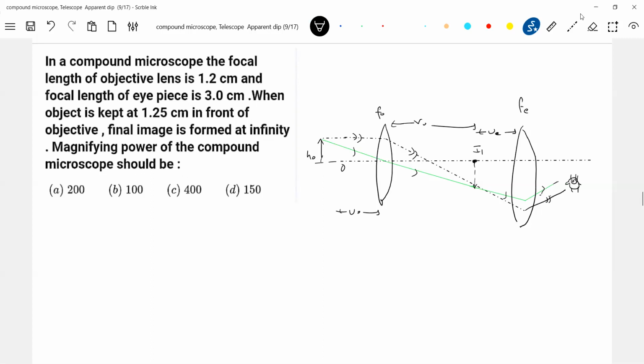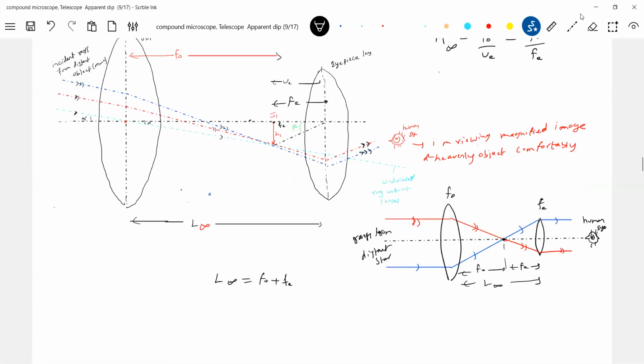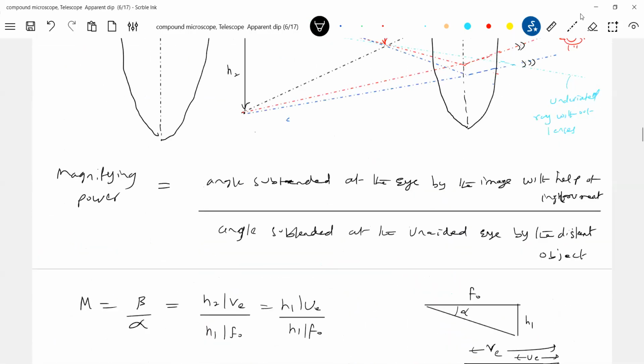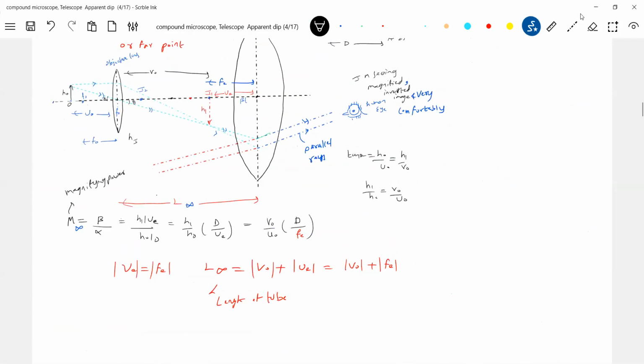So what is being asked? The magnifying power of the compound microscope. To get the magnifying power, the final image is formed at infinity. So just now we have derived a formula. What is the formula? M infinity is equal to v0 by u0 times D by fe, for the compound microscope.